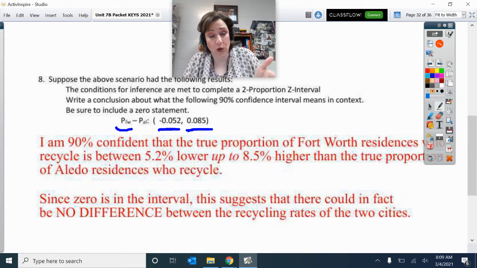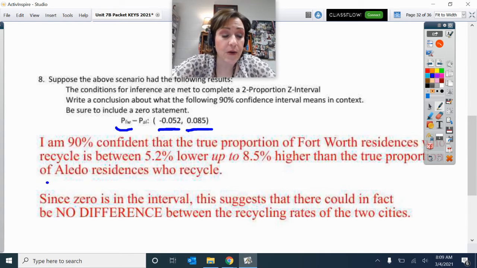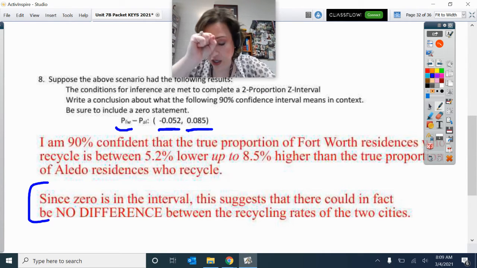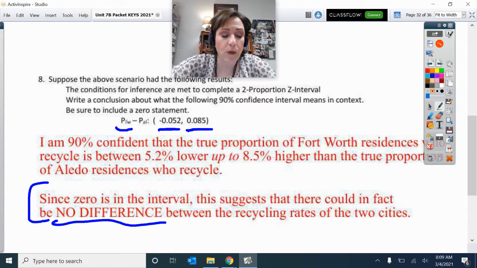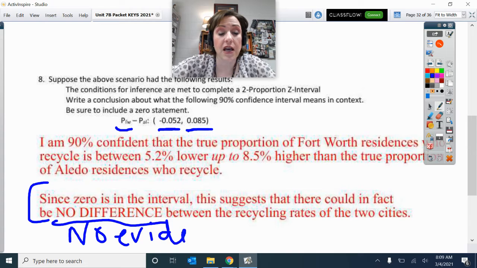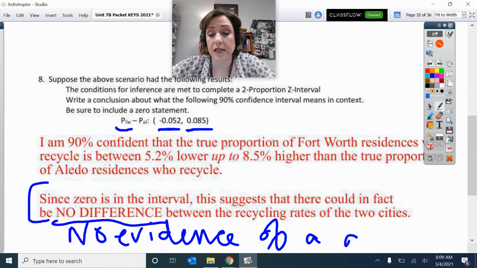So, see, Fort Worth could be less than, or Fort Worth could be higher than. So, what's happening is this: since 0 is in that interval, there could be no difference. So, again, think that we are saying there is no evidence of a difference. No evidence of a difference. Okay? All right. So now, let's see what's next.